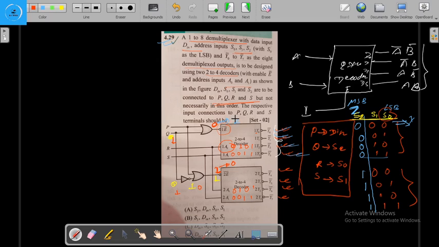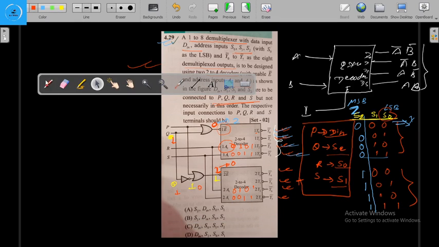Please solve this question once again by yourself, and this is a very good question, asked in the previous GATE. From this discussion we are at least clear how you are going to connect the DIN, S2, S1 and S0. So P will be connected to the DIN, Q will be connected to the S2, R will be connected to the S0, and S will be connected to the S1. So our correct option is D.